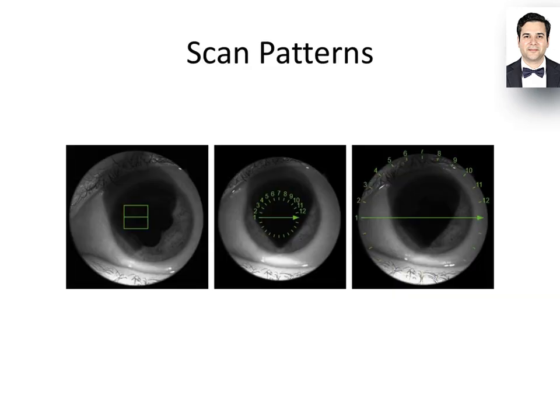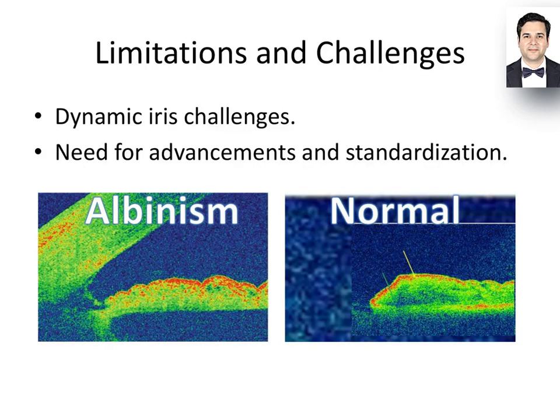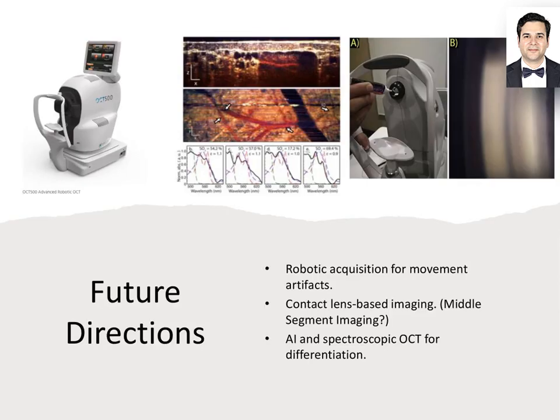There are also different scan patterns. Square and radial scans have trade-offs. Radial scans may miss small lesions between slices, while reconstructed Y or Z scans can become distorted with dynamic iris movement in square scan images. There is a growing need for standardization. Different patients, variations in iris pigmentation, and differences in device platforms can all affect reflectivity. For example, in patients with albinism, the iris pigment epithelium signal is not evident. We urgently need more normative data.